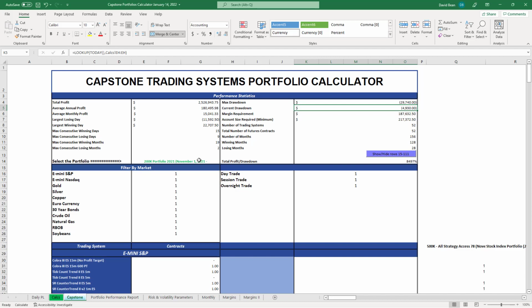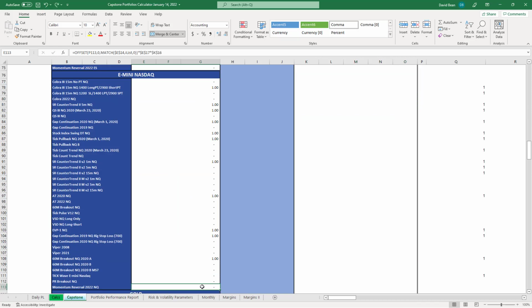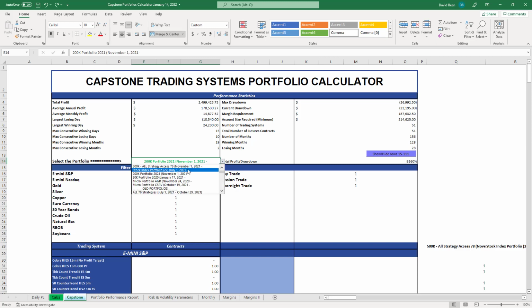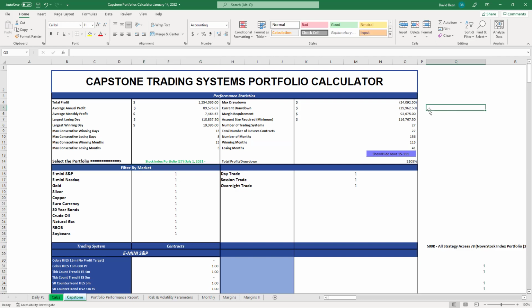How does this look if we add this to the, I have to click the undo button because I broke the formula. You see the formula for this is right here. And so you don't want to break that formula. If you do, you have to use the undo button. So let's look at the stock index portfolio. Thinking about switching to the stock index portfolio for the 200K portfolio.